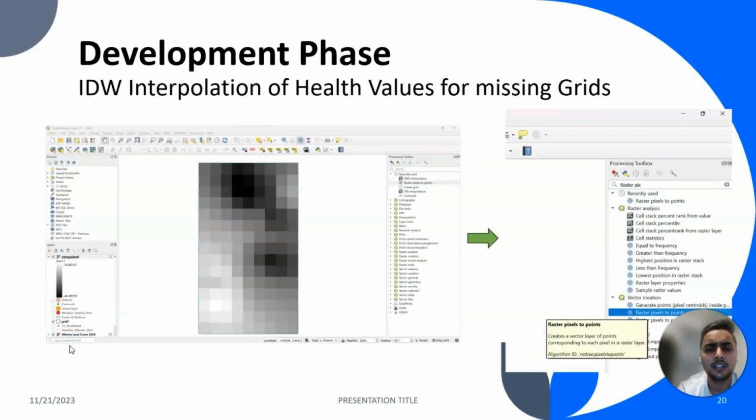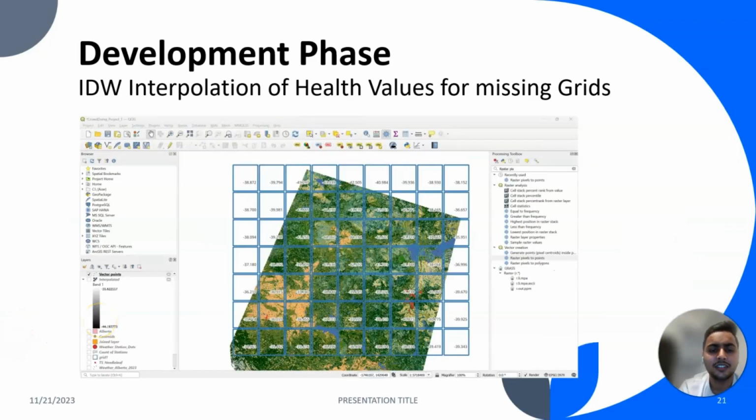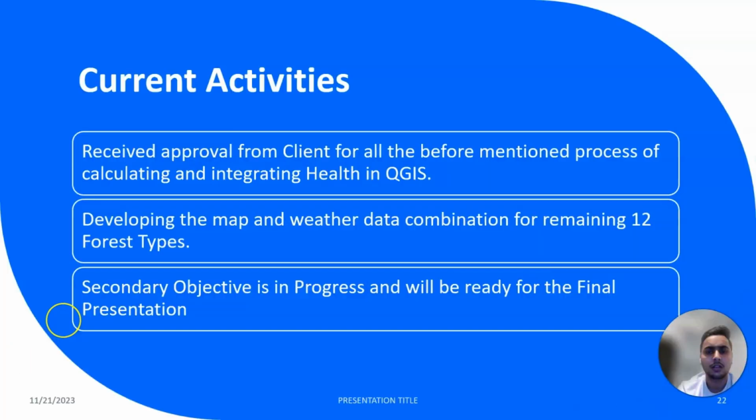Once the interpolation is complete, we observe a heat map which still does not provide too much information. We then select the raster pixels to points option from the vector creation menu to convert the pixel values to point values. Once it is done, we can observe a new layer that is added to the project, and if we select that layer, we can see the values for all the missing boxes as well as the graph which provides the health of the forest. Thus we were able to identify the health of a particular forest type all across Alberta from 2019 to 2023. Next are the current activities which we are working on right now.